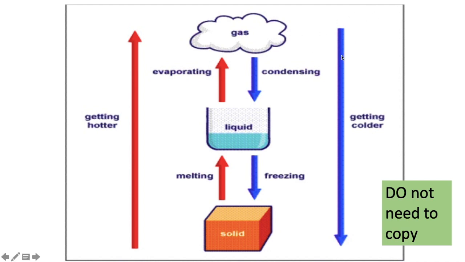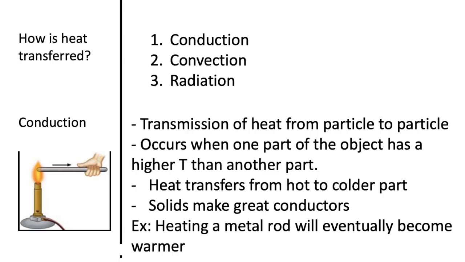And when heat is lost and not in the system, then it gets colder, therefore moving from gas to liquid to solid. Now we understand that heat is transferred. Heat can be absorbed, heat is lost. How is it transferred? It's transferred in three ways. It can be through conduction, convection, and radiation.